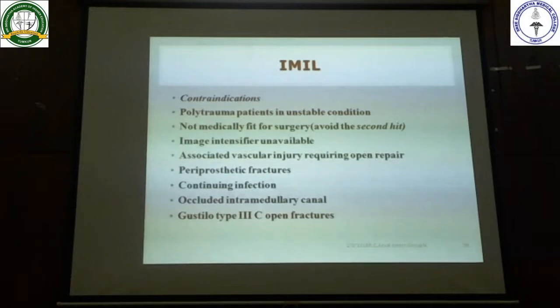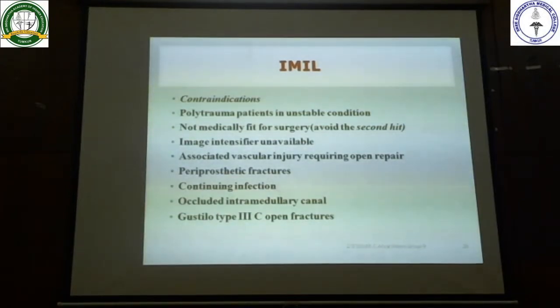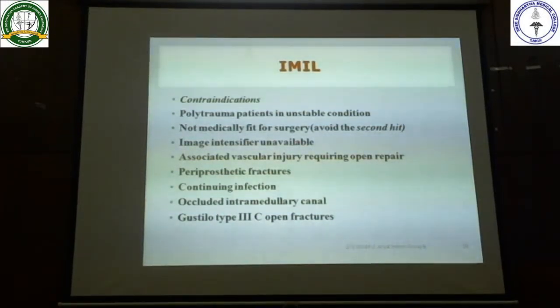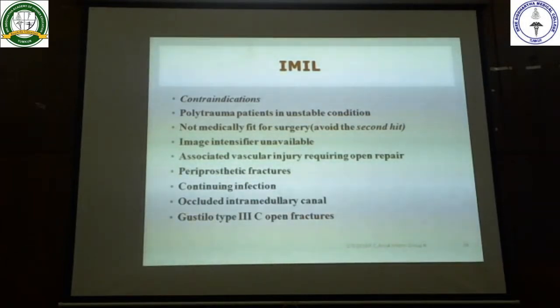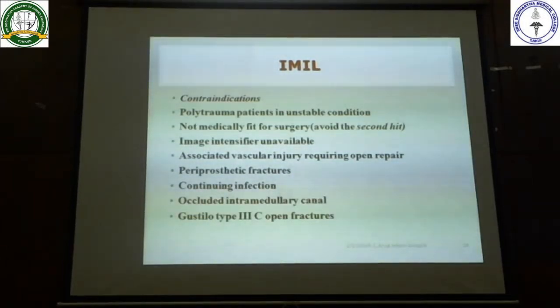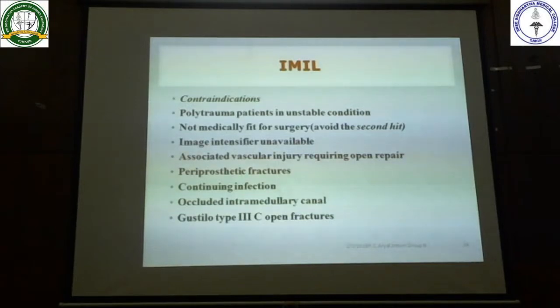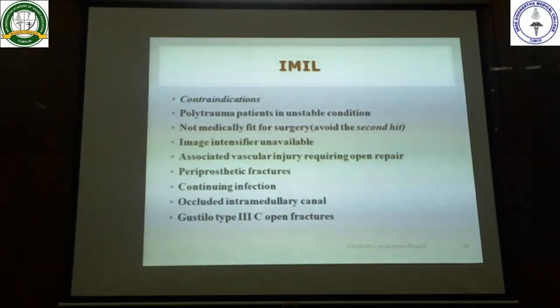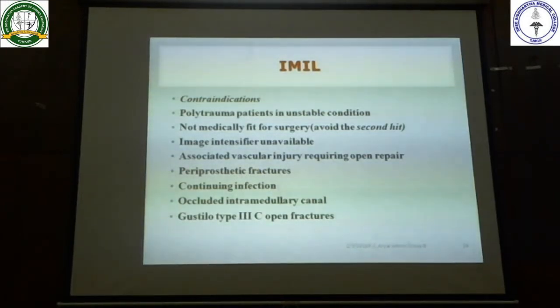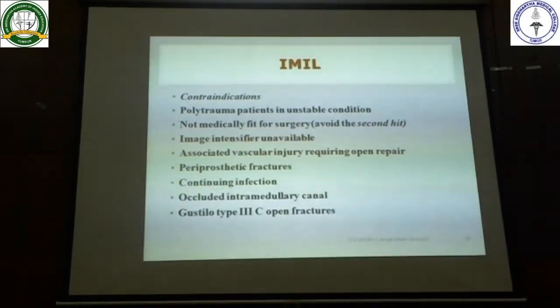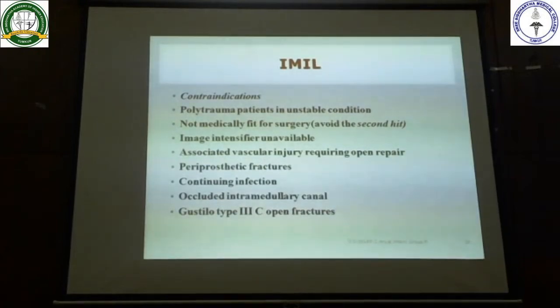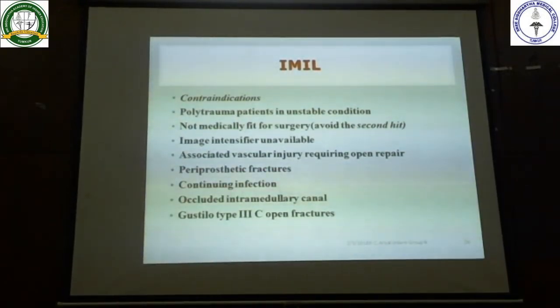Then, if the image intensifier is unavailable. An image intensifier is a kind of intraoperative X-ray. You might have seen it in the OT. It's also called a C-arm. It is shaped like a C, where you operate under the X-ray. You can call it a live X-ray, where you take the X-ray and operate at the same time. In a lot of orthopedic surgeries where you need to put in an implant, you need a live X-ray. That is what is known as an image intensifier, commonly known as a C-arm.